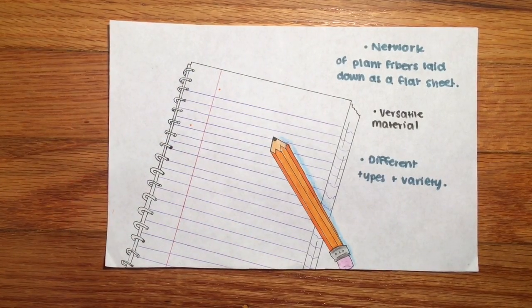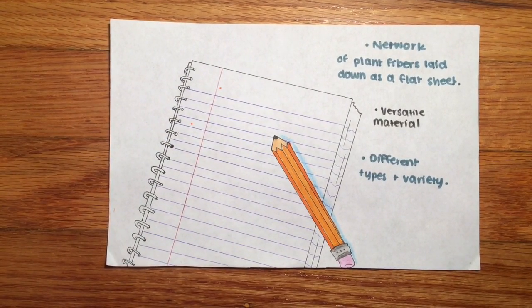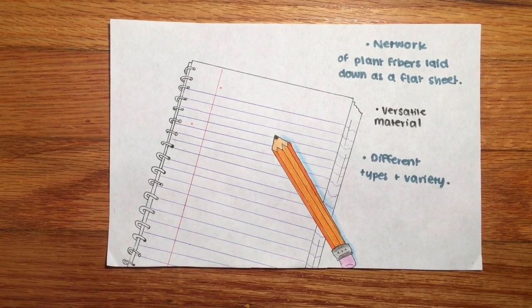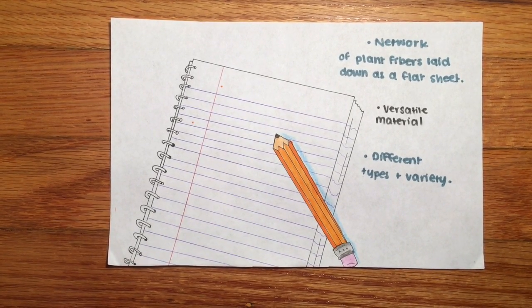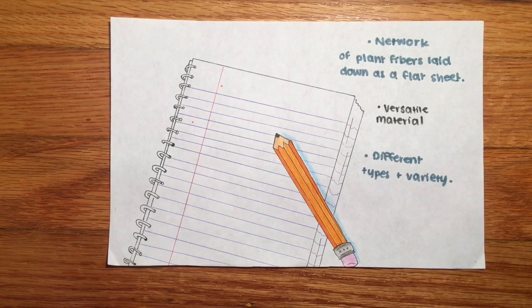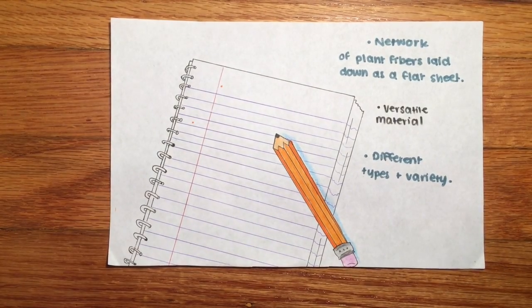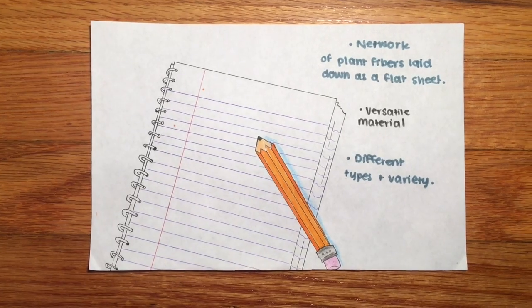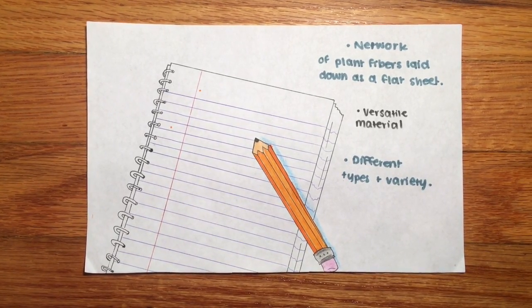Paper is a network of plant fibers laid down as a flat sheet. It is a versatile material with many uses, including writing, printing, packaging, etc. It has different properties like the ability to be folded, torn, cut, or burned, which makes it unique. Paper is something we use in our daily lives.